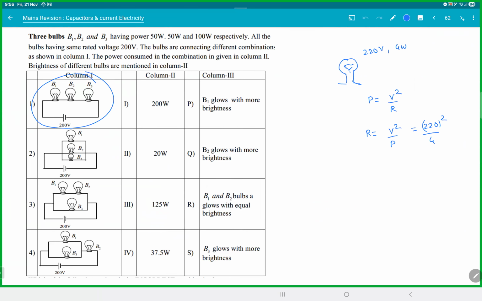So what will its power be? 1 by P1 plus 1 by P2 plus 1 by P3 is 1 by P equivalent, right? For this, what will we do? For B1, B2 we'll take 1 by P1 plus 1 by P2. That's your P equivalent. And then in parallel, basically it is like capacitors. The powers will behave like that. So if you know that, it becomes much faster for you to solve. Try. Bulbs are one important model.